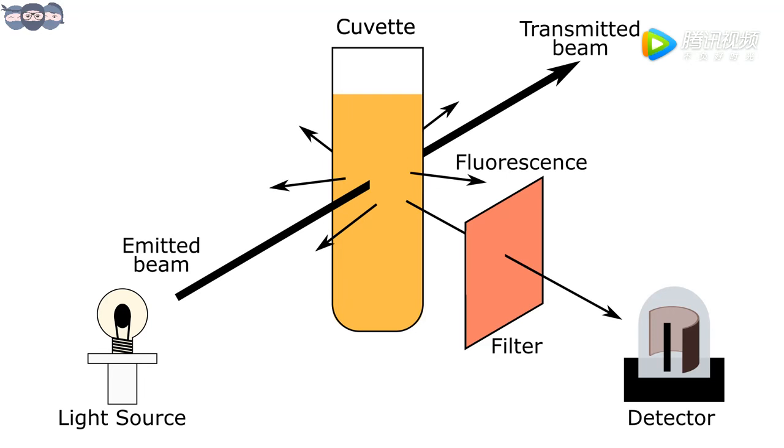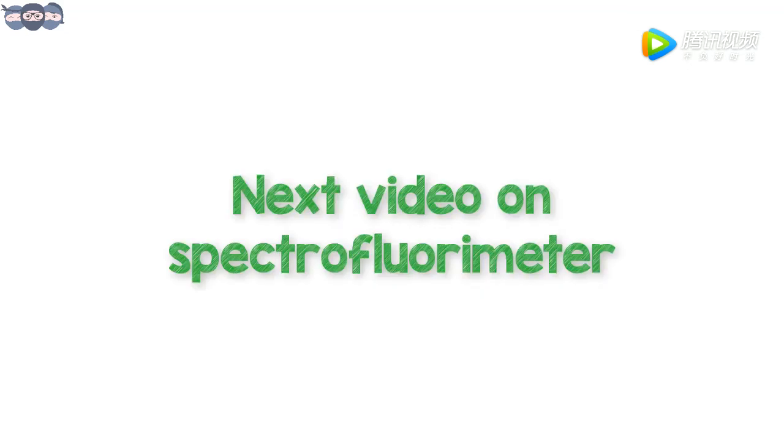That's it for the current video. Hope you have learned the basics about fluorescence and phosphorescence. In the next video, we will talk about the instrument that is used to measure fluorescence, that is the spectrofluorimeter.